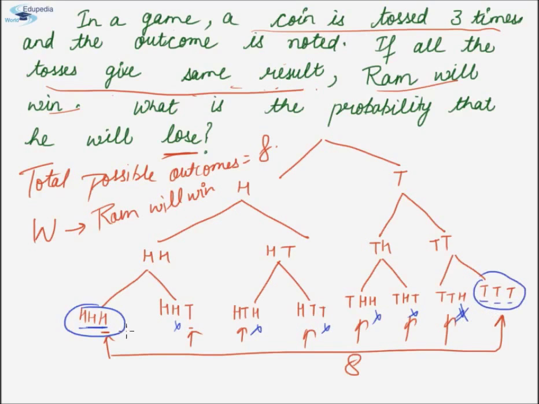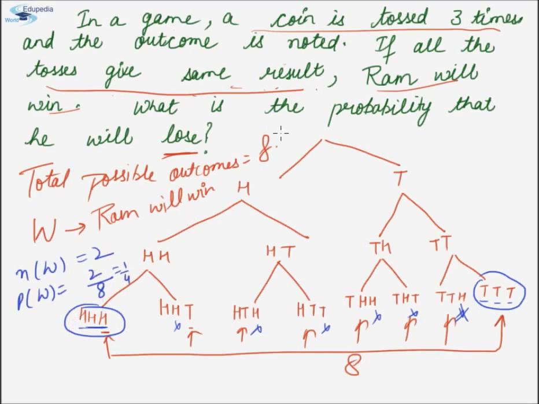So there are 2 possible favorable cases for the victory of Ram. So the number of favorable cases when Ram will win are 2. Thus the probability that Ram will win is 2 over total possible outcomes. That is 1 by 4.